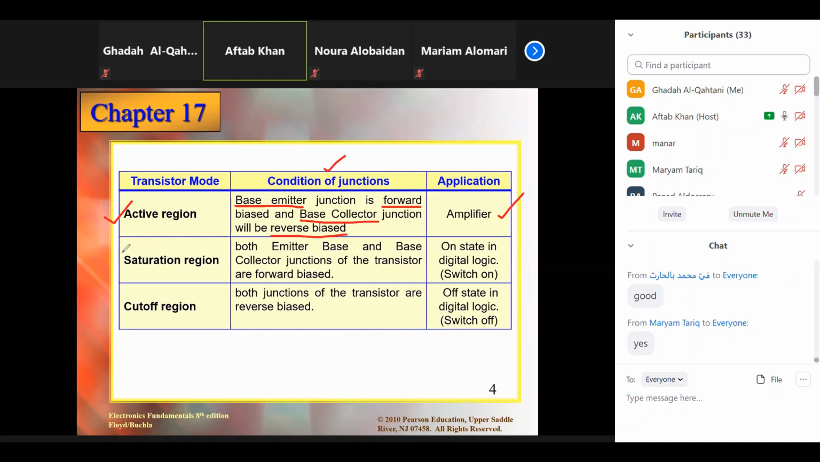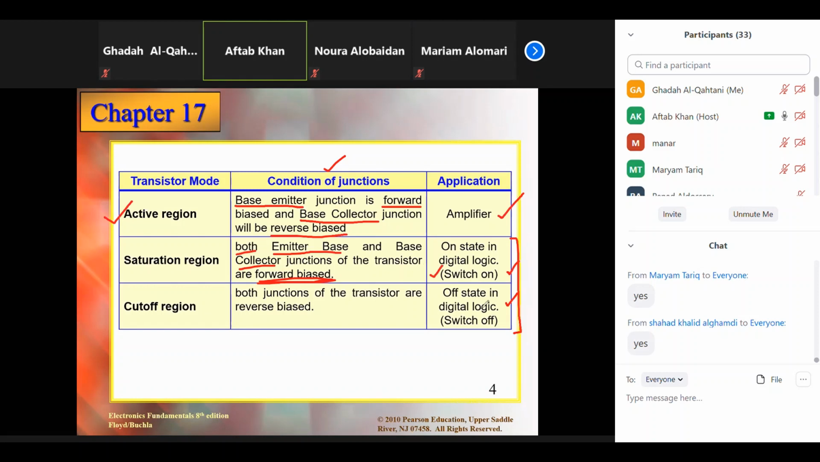Okay, let's see now. So this is one application, as I said, the amplifier. Another one is as a switch. When we use it as a switch, it is going to work either as a switch on or a switch off. For switch on, both the emitter-base and base-collector junctions must be in forward bias. When both are in forward bias, it will behave like a switch on.